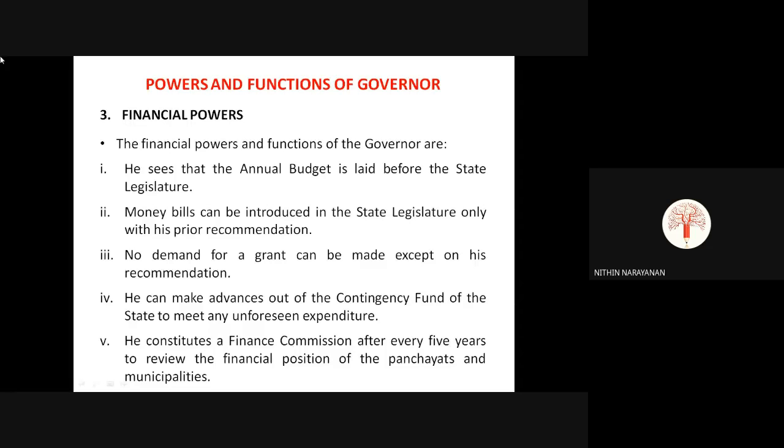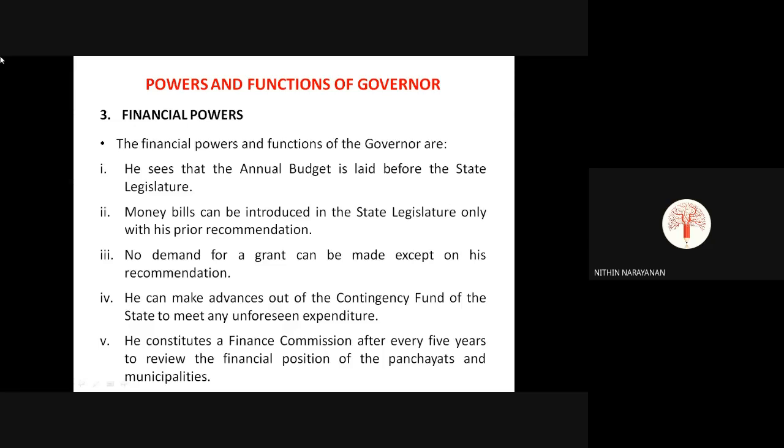ഓക്കെ, so the governor is having the power, or in his functions it comes, he is the one who constitutes the finance commission every 5 years in the state. So there will be the commission, and that body will be reviewing the financial position of the panchayats and municipalities in the state. And also he is having the power to make advances out of the contingency fund of the state to meet any unforeseen expenses. ഏതെങ്കിലും രീതിയിൽ അൺഫോർസീൻ എക്സ്പെൻഡിച്ചർ ഉണ്ടെങ്കിൽ സ്റ്റേറ്റിന്റെ ഒരു കണ്ടിജൻസി ഫണ്ട് ഉണ്ട്, അതിൽ നിന്ന് അഡ്വാൻസ് ചെയ്യാനുള്ള അധികാരം ഗവർണർക്കുണ്ട്.